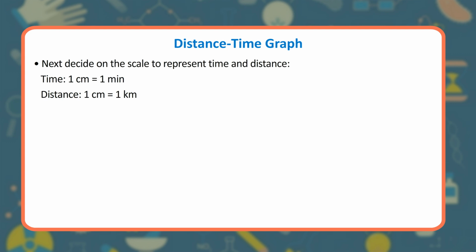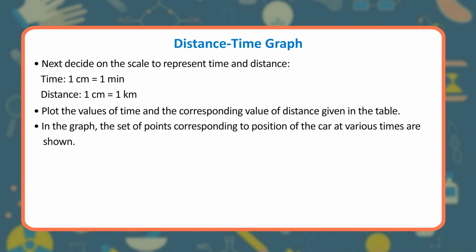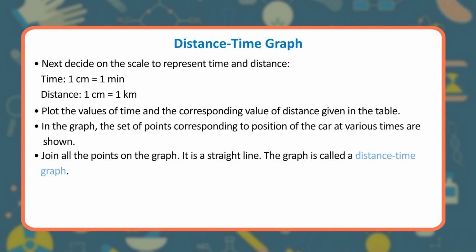Next, decide on the scale to represent time and distance. Time, 1 centimeter equals 1 minute. Distance, 1 centimeter equals 1 kilometer. Plot the values of time and the corresponding value of distance given in the table. In the graph, the set of points corresponding to position of the car at various times are shown. Join all the points on the graph. It is a straight line. The graph is called a distance-time graph.